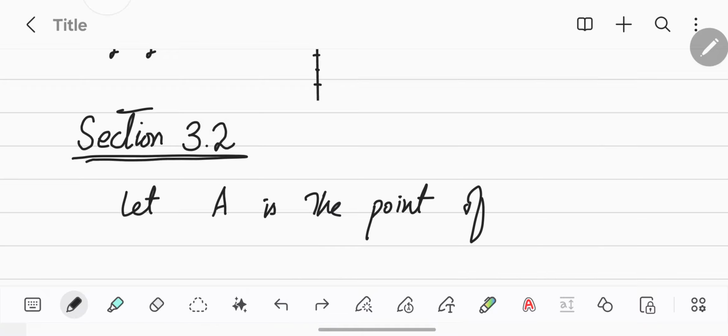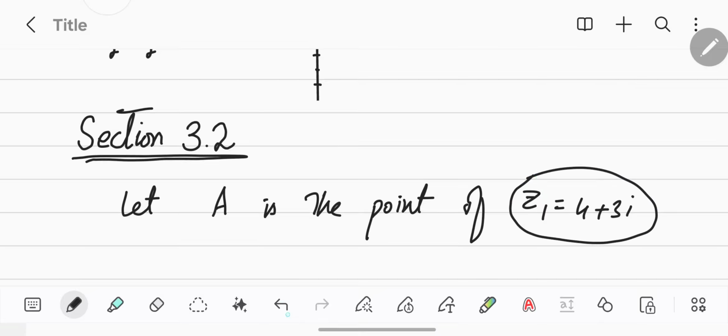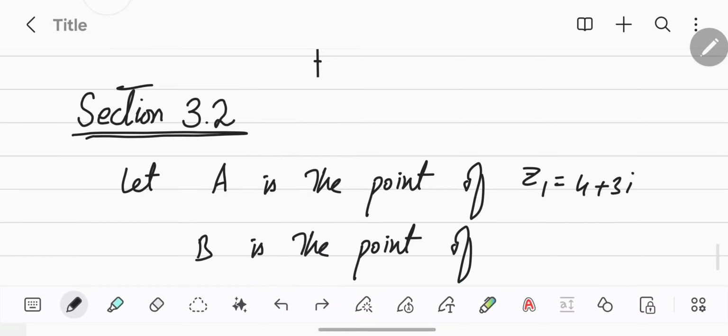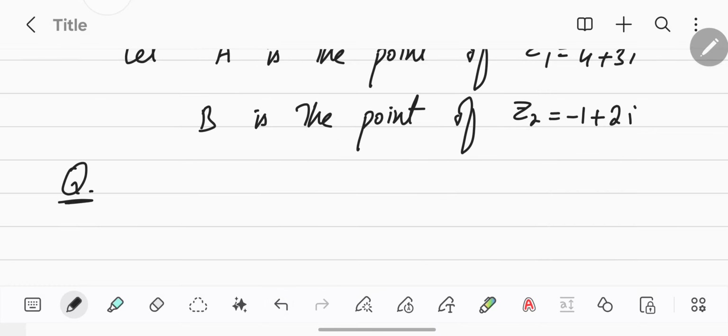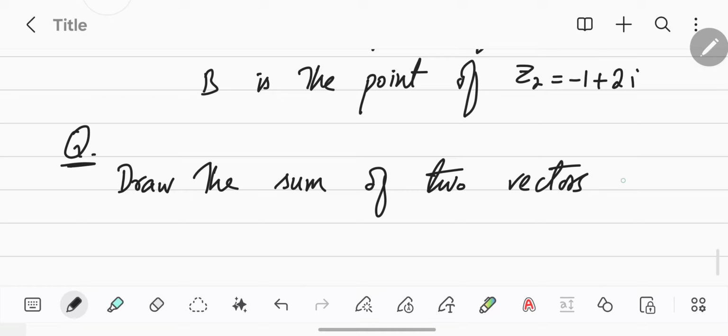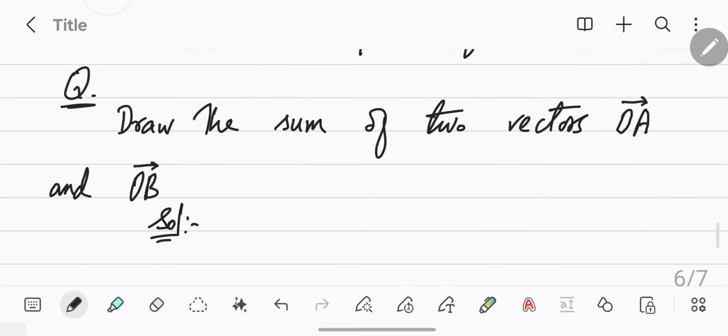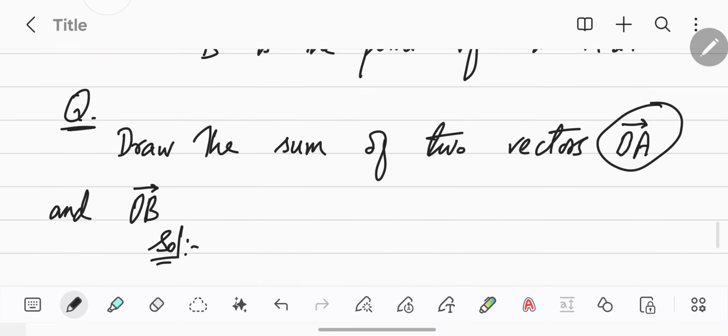In this example, we have a point A which is corresponding to a complex number z1, and then we have another point B which is corresponding to another complex number, z2. We have a question. The question says draw the sum of two vectors, and the two vectors are OA and OB. So first of all, we will draw the two vectors OA and OB, and then we will draw their sum.